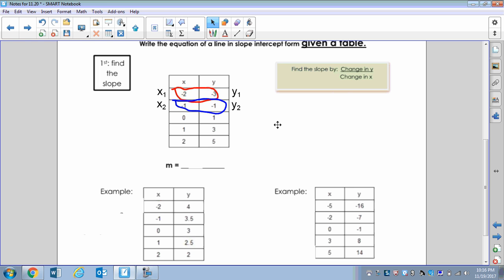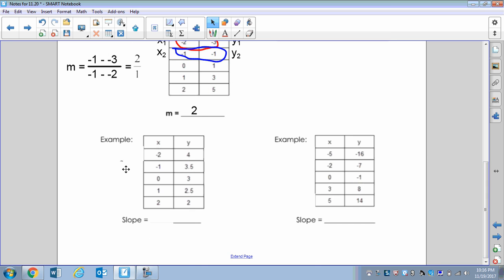x2, y2. So now I'm going to put that into my formula of y2 minus y1 divided by x2 minus x1. And so I get negative 1 minus negative 3, which will become an addition, and negative 1 minus negative 2. And when I work through those, I end up with 2 over 1, and we always simplify, so the slope here ends up being just 2.